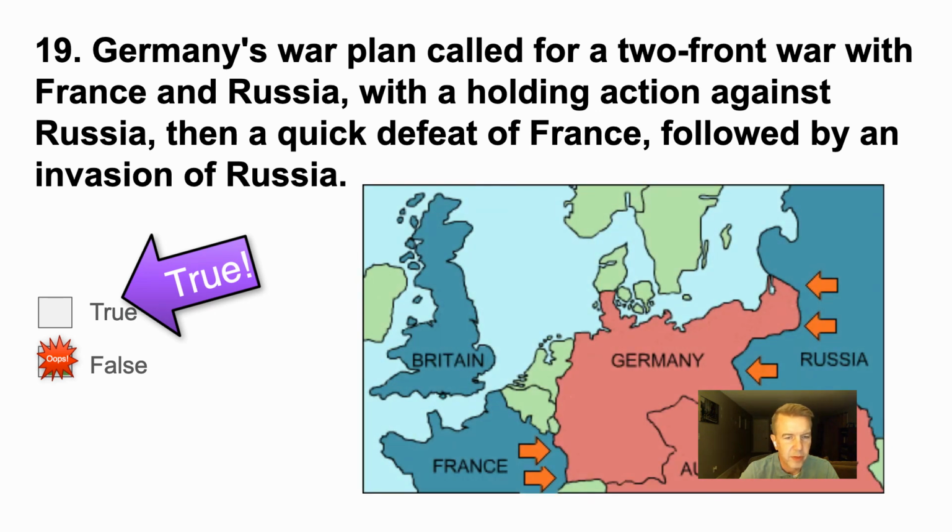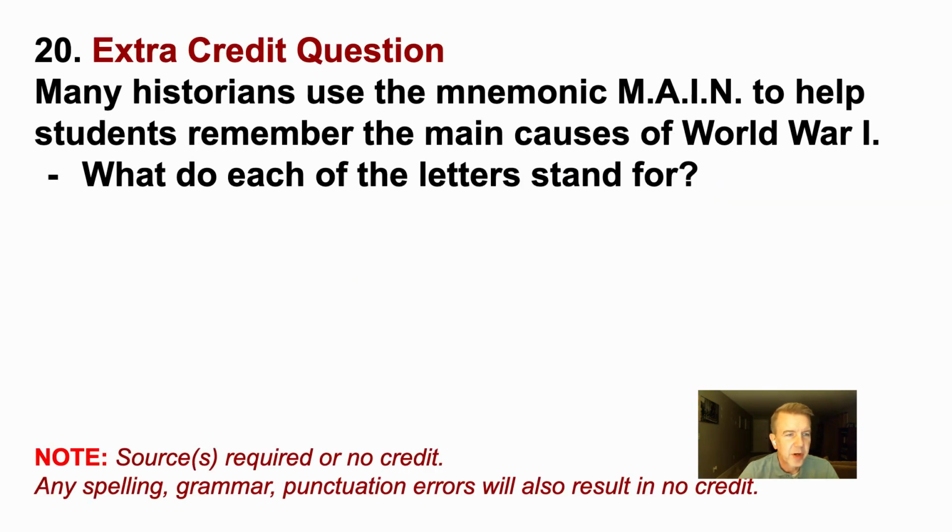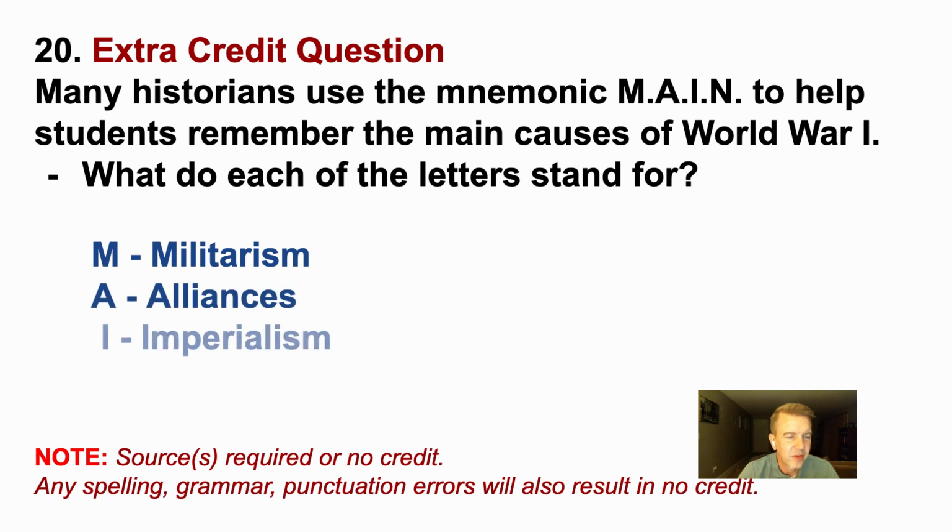What happens is they have a two-front war. Okay, the next credit question was, many historians use the mnemonic M.A.I.N. to help students remember the main causes of World War I, what do each of the letters stand for? M for militarism, A for alliances, I for imperialism, which we've been talking about in the last chapter, and nationalism is our old friend, N.